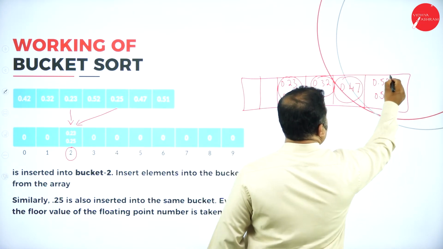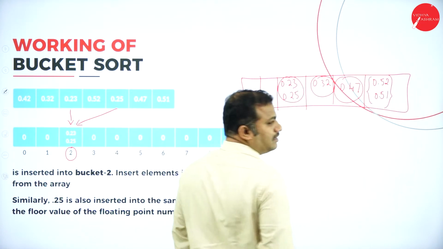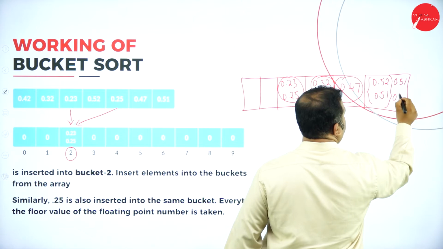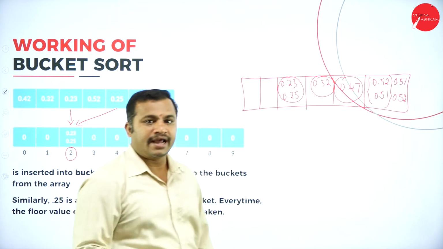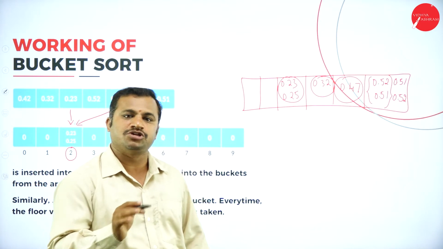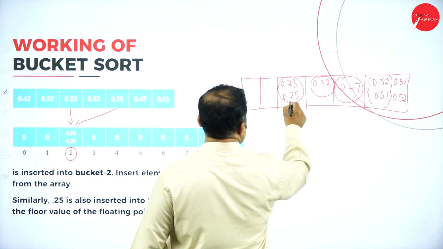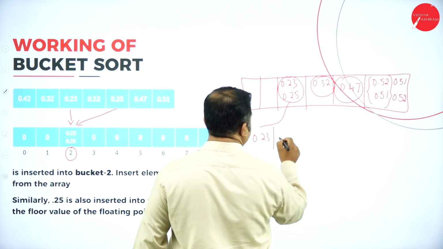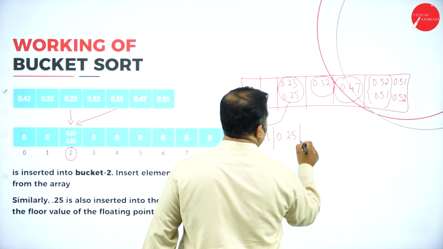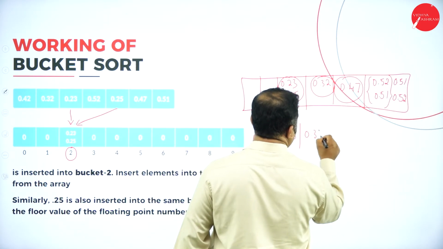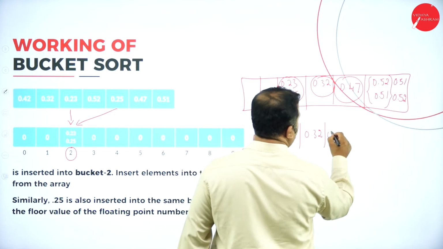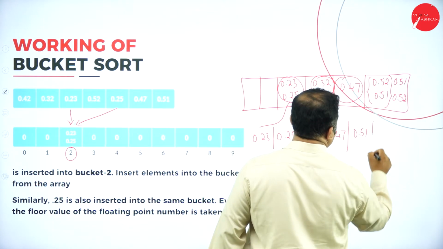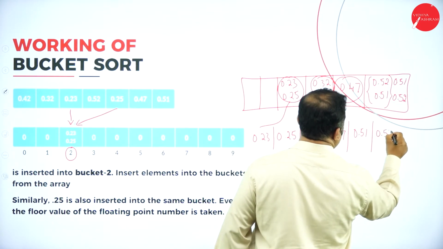It has to be in the form of, please be careful here, 0.51 and 0.52. That is, in each of these buckets, the elements must be sorted. Then it is scattered. That is, into the 0th position we have 0.23. In the first position we have 0.25. In the second position we have 0.32. In the third position we have 0.45, 0.47. In the fourth position we have 0.51. In the fifth position we have 0.52.